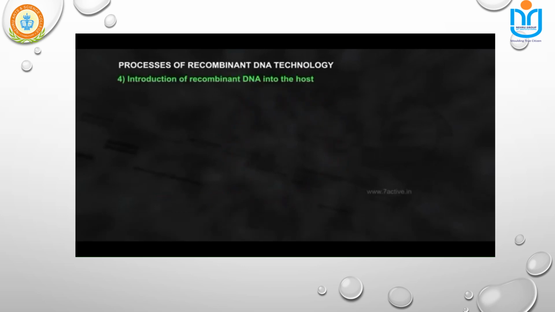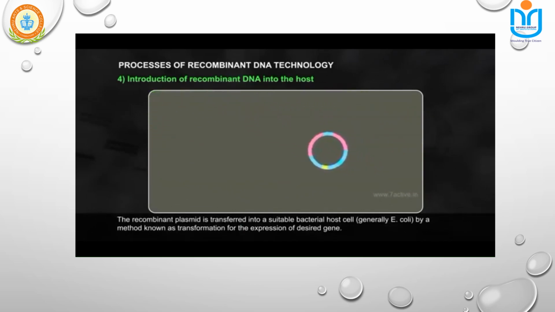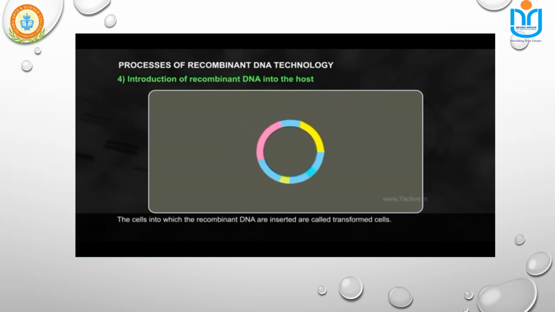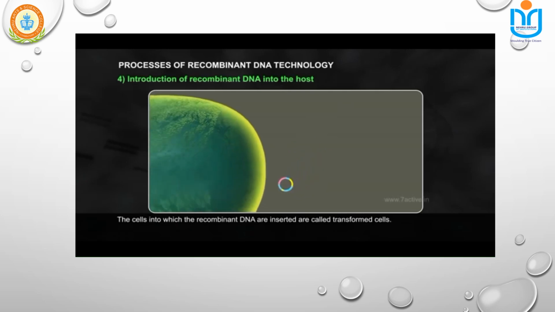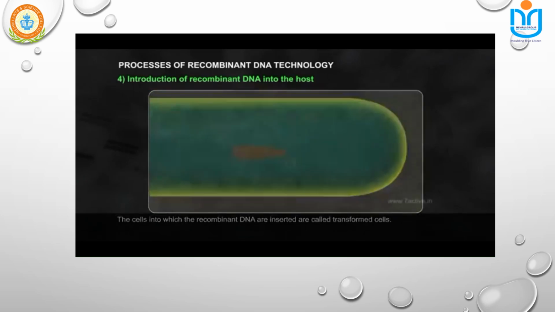4. Introduction of recombinant DNA into the host. The recombinant plasmid is transferred into a suitable bacterial host cell, generally E. coli, by a method known as transformation for the expression of the desired gene. The cells into which the recombinant DNA is inserted are called transformed cells.